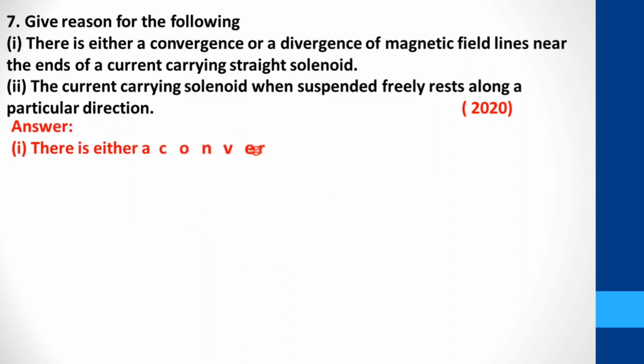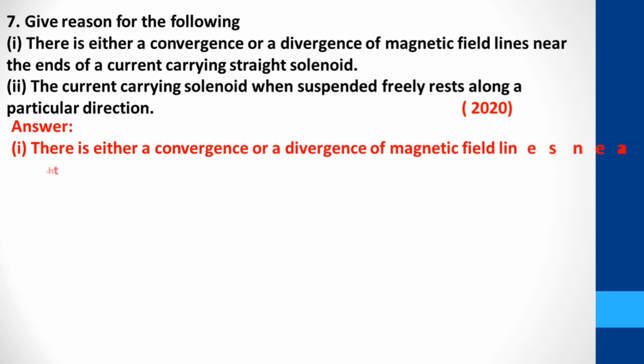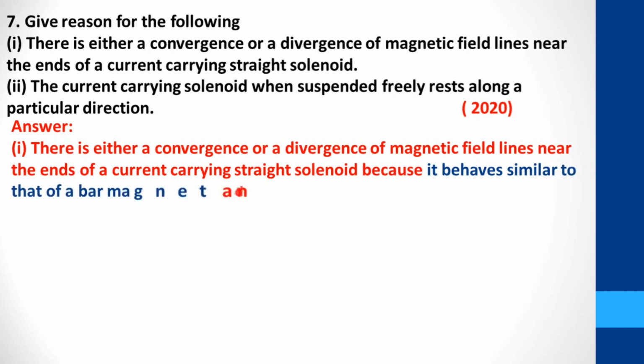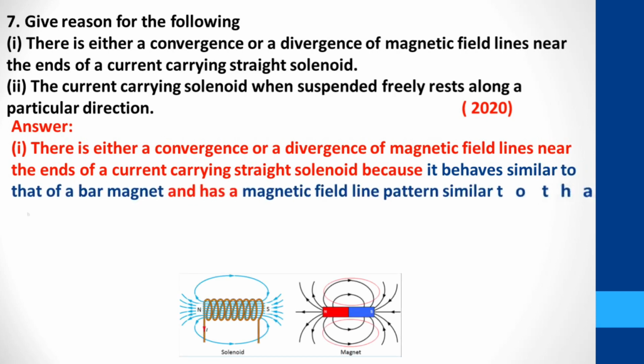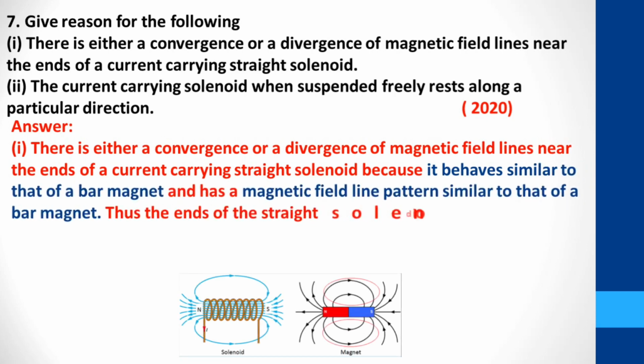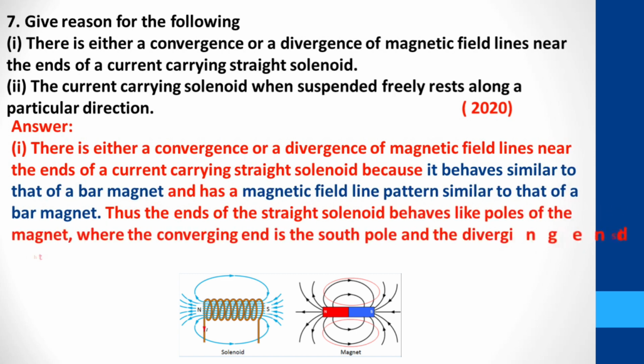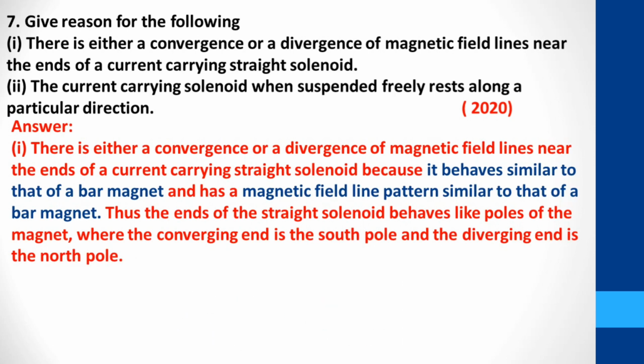We know that there is either a convergence or divergence of the magnetic field lines near the ends of a current carrying straight solenoid because it behaves similar to a bar magnet. That is, the magnetic field line pattern of a solenoid is similar to the pattern seen in a bar magnet. So in a bar magnet, when there is a converging end, that is a south pole, the lines converge at the south pole, and it seems like they are diverging from the north pole.